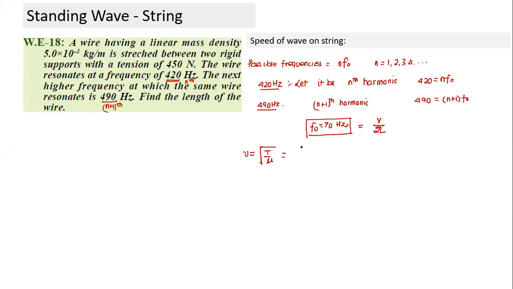Is T given here? Yes, T is given here. The tension is 450, and mu is 5 into 10 to the power minus 3. So we can find L. f naught is 70, equal to 300 divided by 2 into L. Of course, this will be in meters.